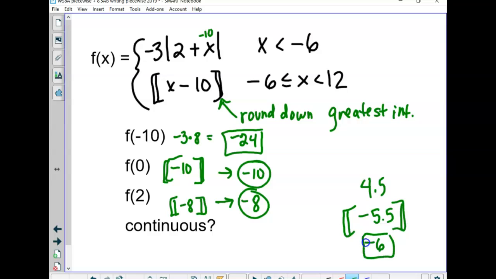-6. Picture your number line. You have to go further to the left. Yep. Is it continuous? Well, I'd have to put a -6 in up here. Somebody tell me what you'd get.